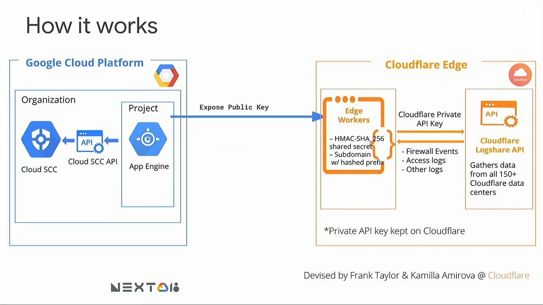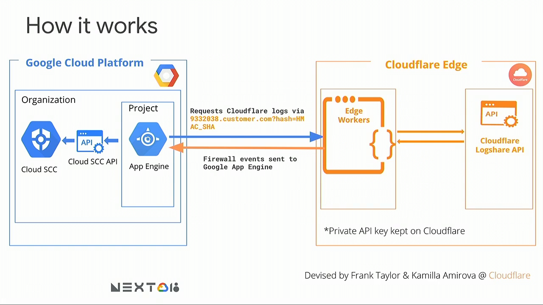In this current integration, as you can see, this Edge Worker acts like a proxy, actually a very powerful proxy. It connects via the Cloudflare API to download the logs gathered from all our 150 data centers and sends them back to the Edge Worker, where the Edge Worker encrypts the data with the public key generated in the App Engine instance and sends it to Google Cloud Platform, where the App Engine instance gets this data and posts it through the Cloud SCC API to the Cloud Security Command Center dashboard.